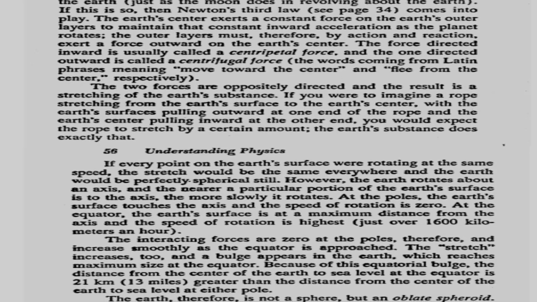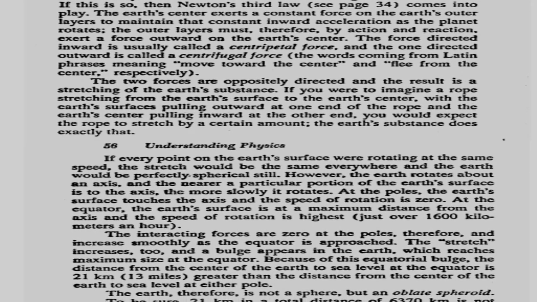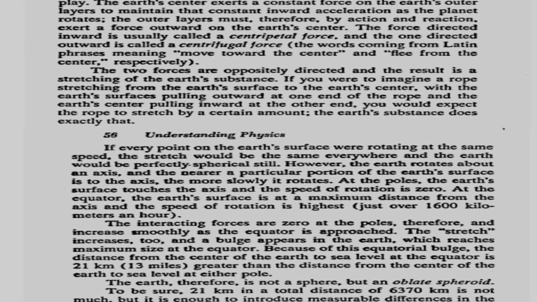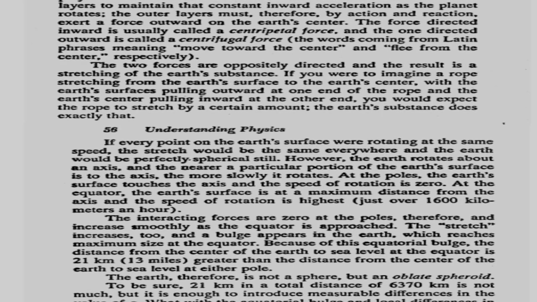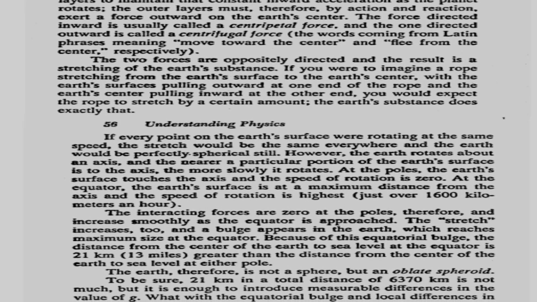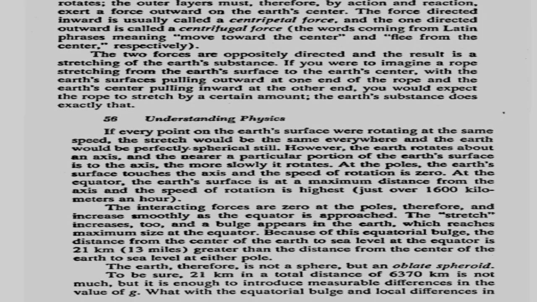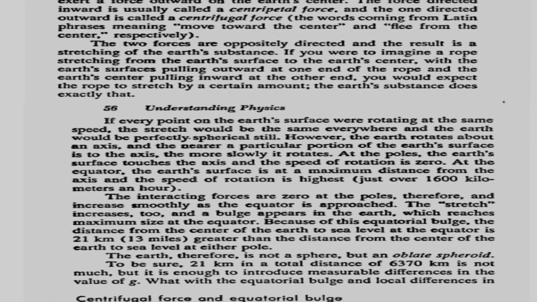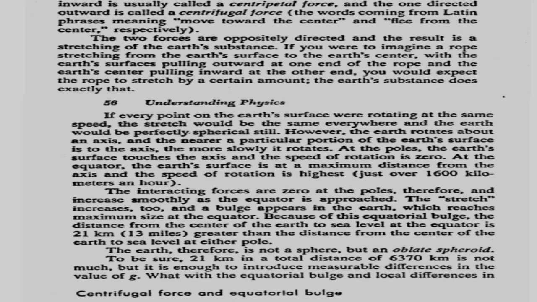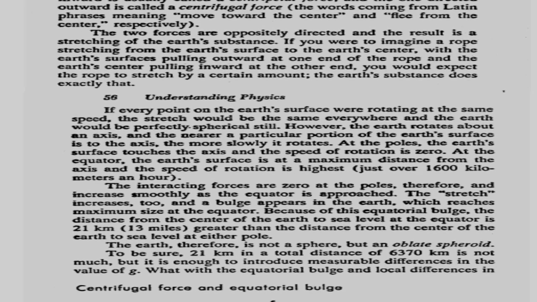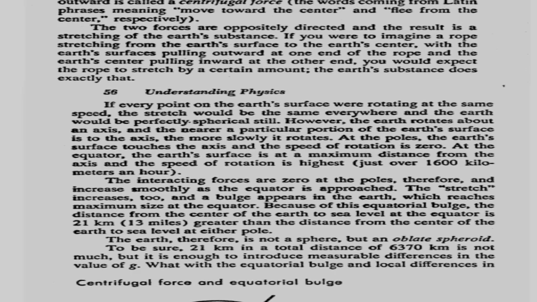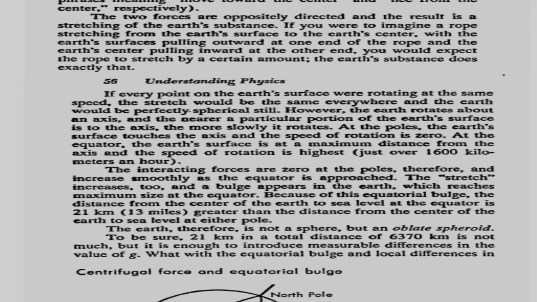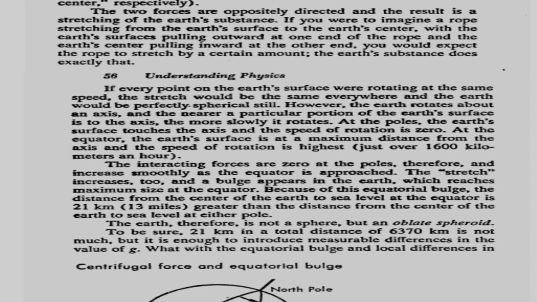The force directed inward is usually called centripetal force, and the one directed outward is called centrifugal force, the words coming from Latin phrases meaning move toward the center and flee from the center, respectively. The two forces are oppositely directed, and the result is a stretching of the Earth's substance. If you were to imagine a rope stretching from the Earth's surface to the Earth's center, with the Earth's surface pulling outward at one end of the rope and the Earth's center pulling inward at the other end, you would expect the rope to stretch by a certain amount. The Earth's substance does exactly that.